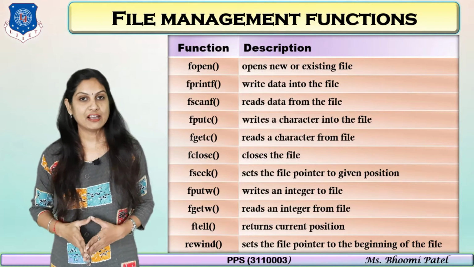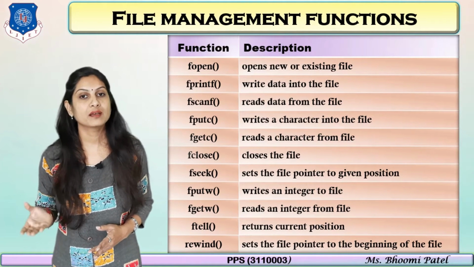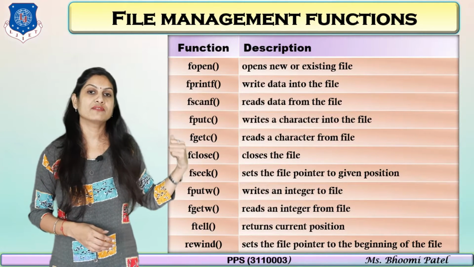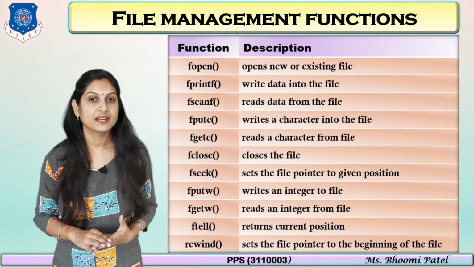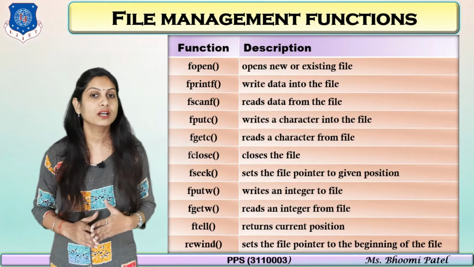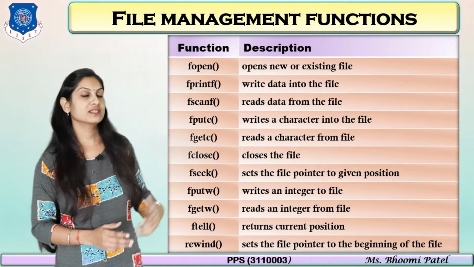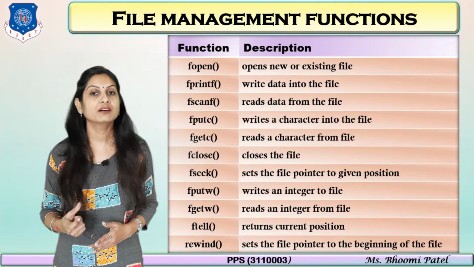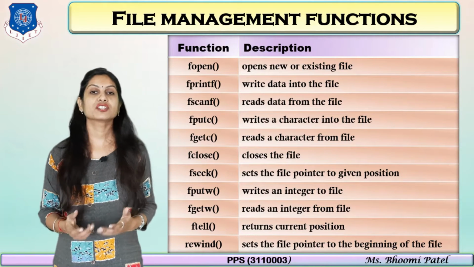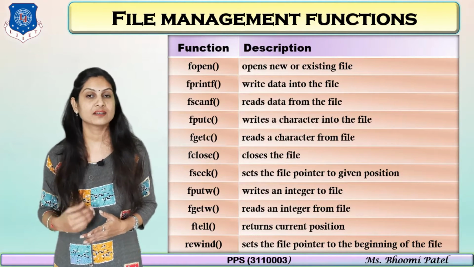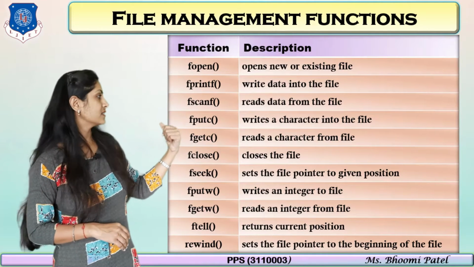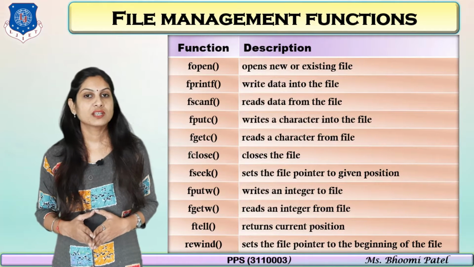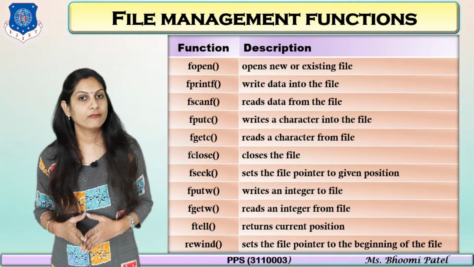So in fprintf you can print something in your file instead of our console, and in fscanf you can read the data not from a console but from the file. Clear? The next one is fputc, meaning we put only a single character in our files. Then the fgetc function is used to read a single character from the file. Next is fclose, also discussed in our previous lecture. For what is it used? It is used to close the file.